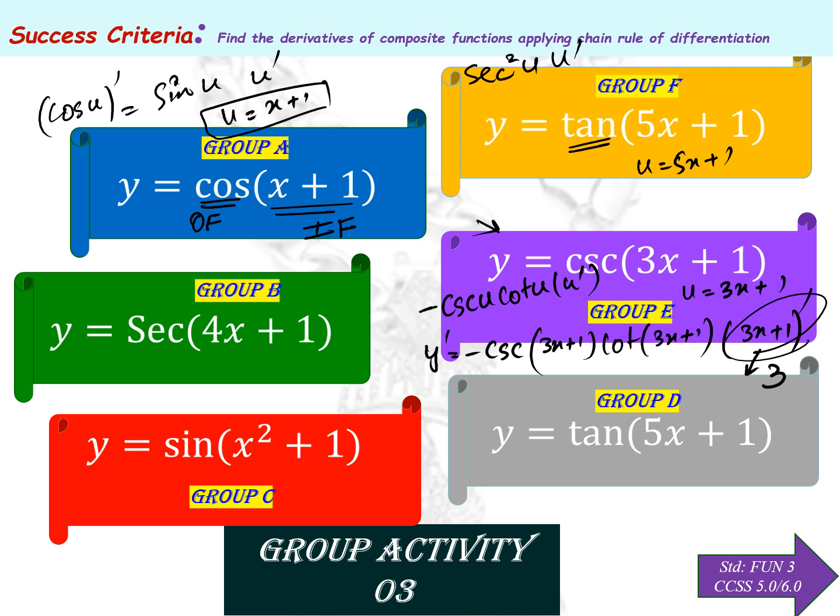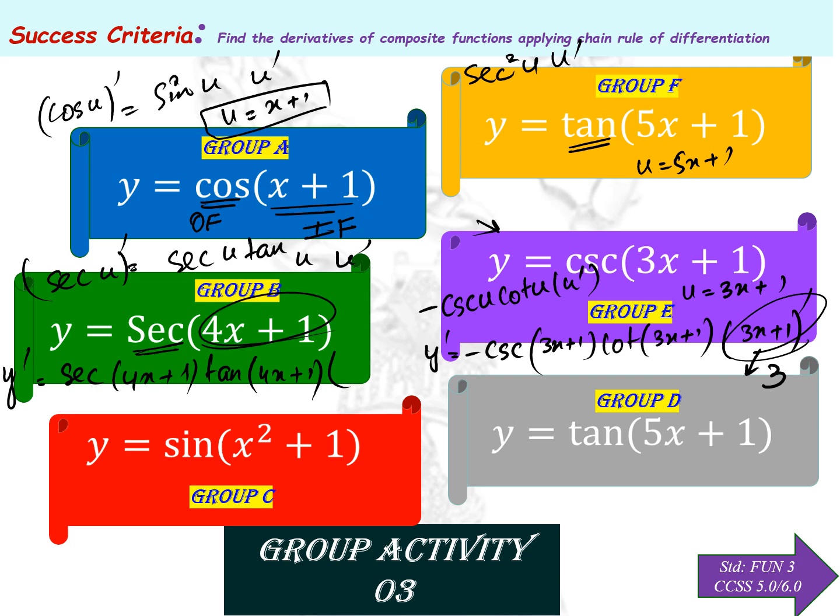So similarly, the derivative of secant u is secant u, tangent u and u prime. So we will get it as secant 4x plus 1, tangent 4x plus 1, and u prime means the derivative of 4x plus 1, which is 4. So I hope that this idea is understood to you.